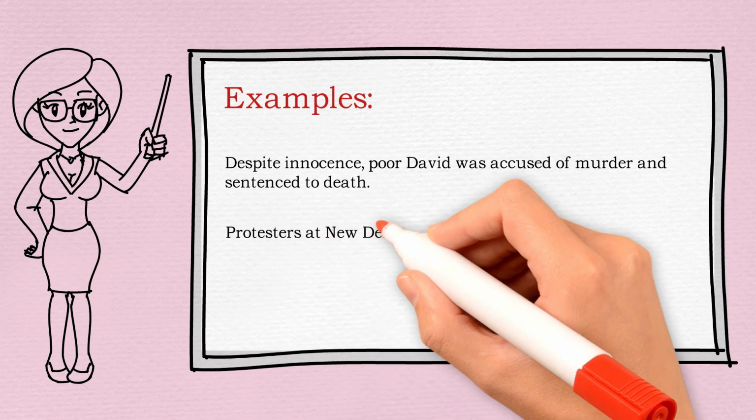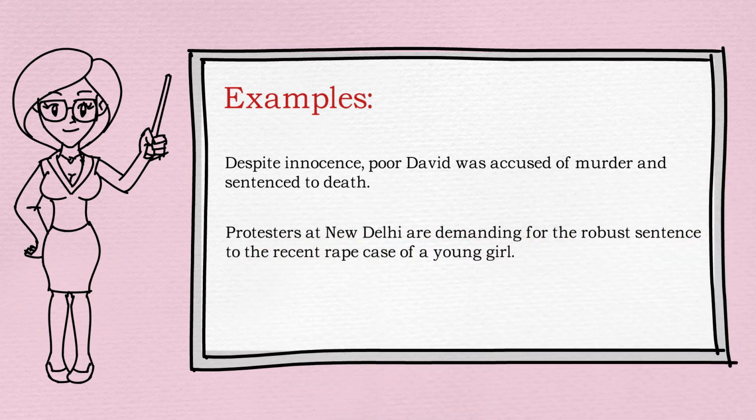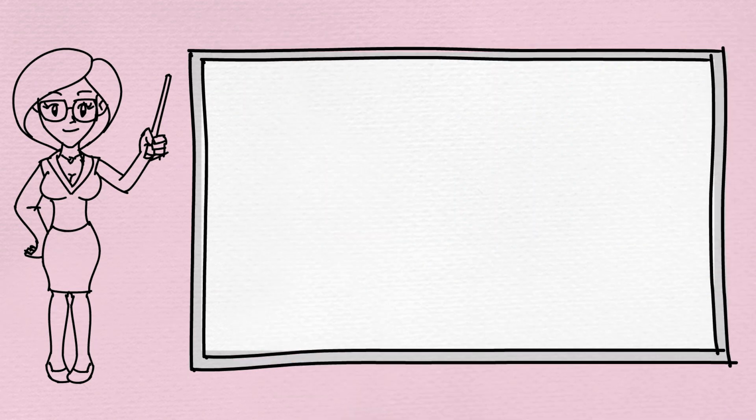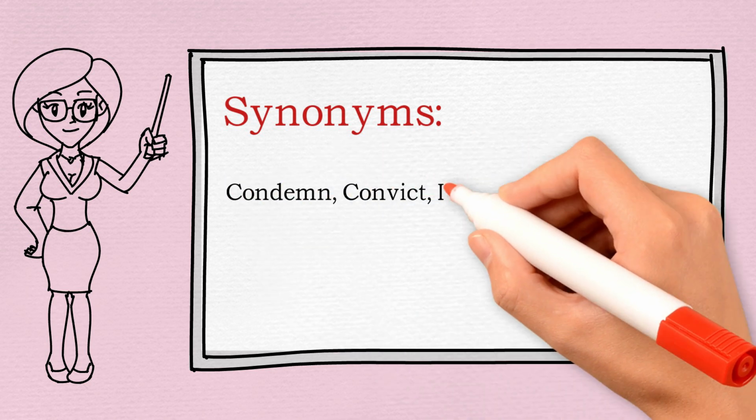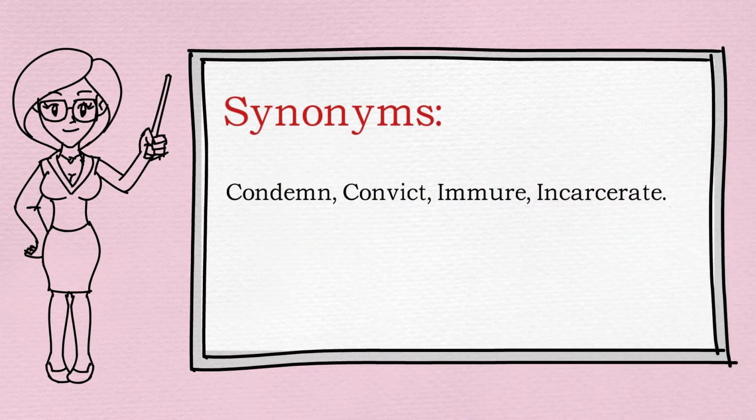Example 2. Protesters at New Delhi are demanding a robust sentence for the recent rape case of a young girl. Some of the terms referring to similar meaning to the word sentence are condemn, convict, immure, incarcerate.